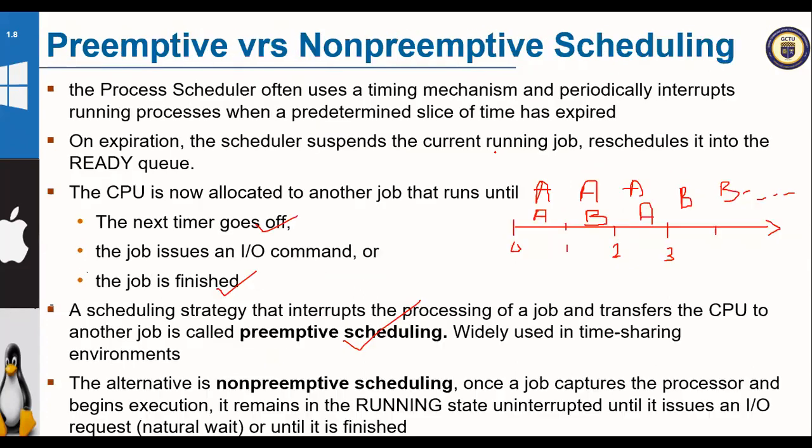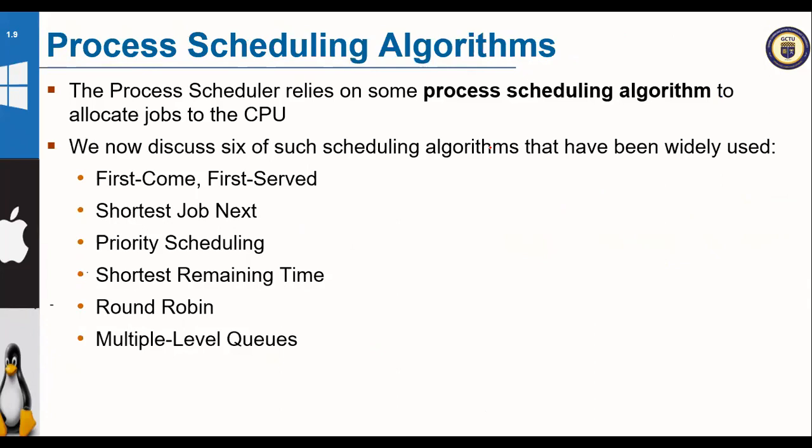With this understanding, let's look at the scheduling algorithms. The process scheduler relies on some algorithms to allocate jobs to the CPU. We are going to discuss 6 of these algorithms that have been widely used. We will look at first come, first serve, shortest job next, priority scheduling, and shortest remaining time. Then we will look at the round robin and the multiple level queues.